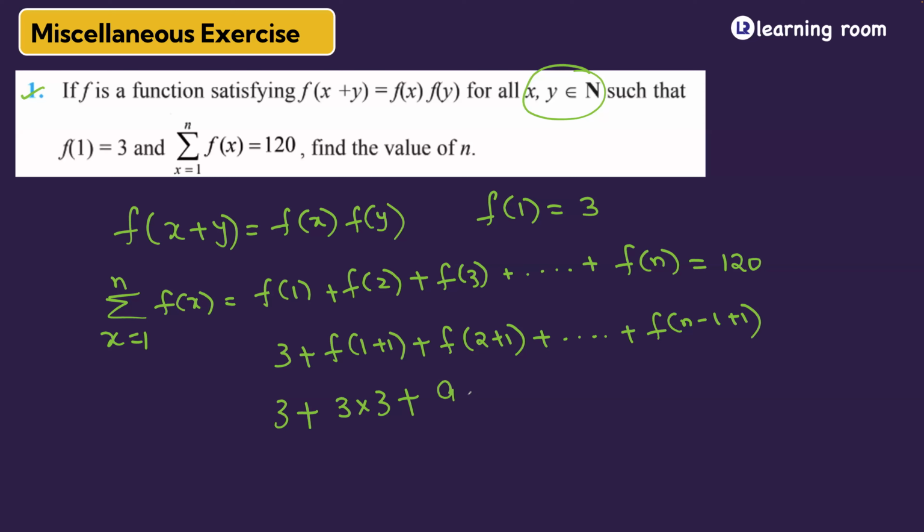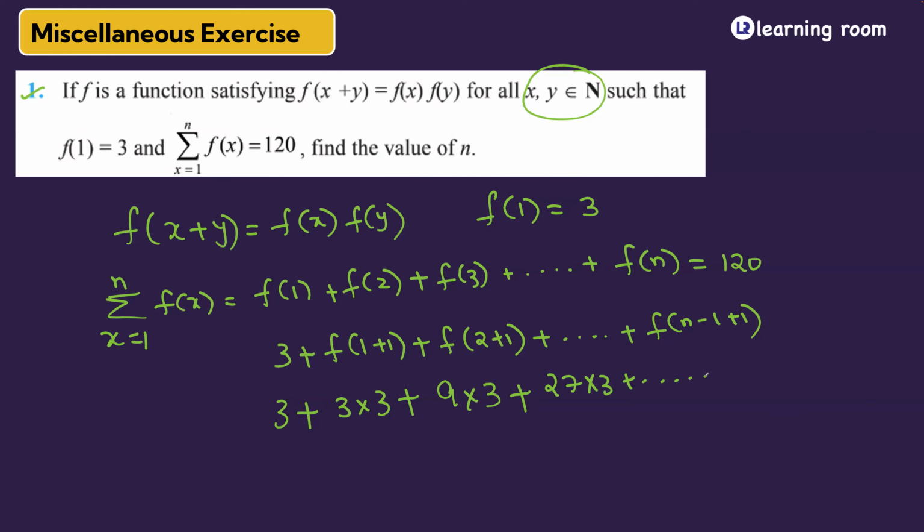So it will form a geometric progression. Plus f of (3 plus 1), which will be f of 3 into f of 1. f of 3 is 27, so 27 into 3 will be the next term. It will keep on going like this, and you have n terms here.